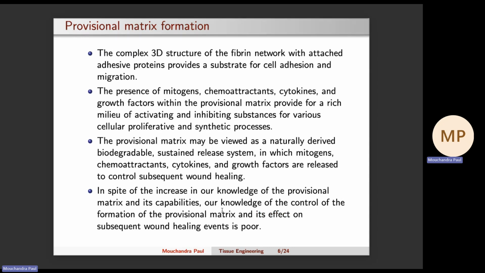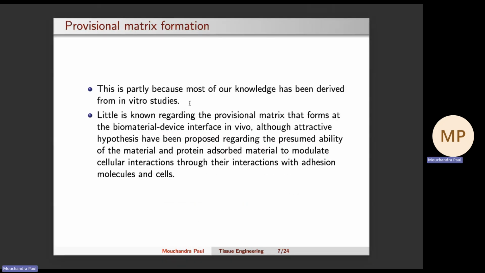Although we have gained a lot of understanding of the provisional matrix and what it is capable of, we cannot really control its formation, nor can we control its effect on the subsequent wound healing events. This is because most of our knowledge has been gained from in vitro studies. We know very little about what happens in vivo, or what regulates the formation of the provisional matrix at the biomaterial and implant interface in vivo. But people have proposed various hypotheses on this topic.